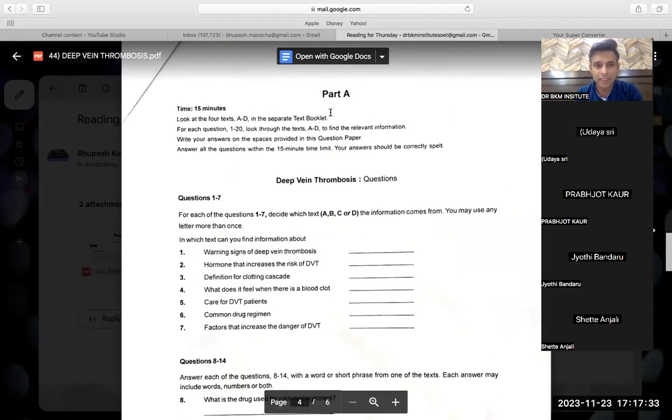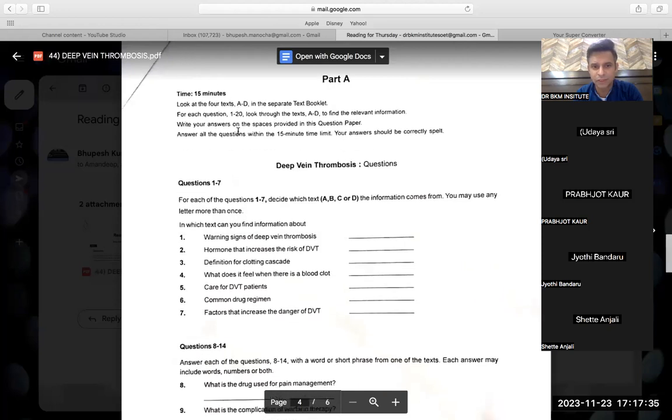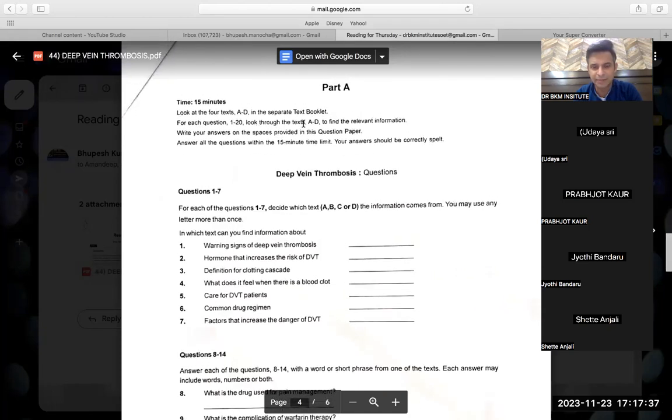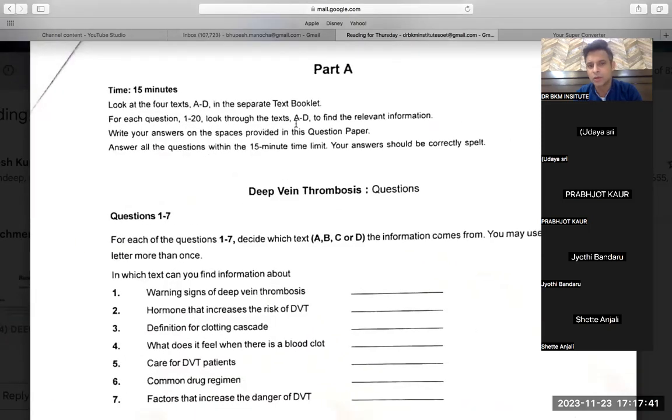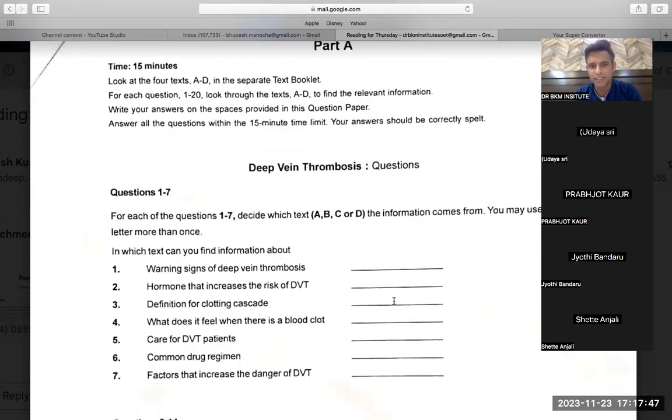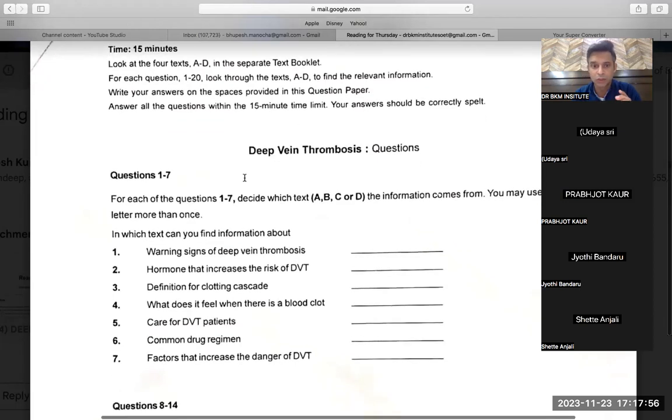So suppose in reading part A, look at the four texts A, B, C, and D in the separate text booklet. For each question 1 to 20, look through the texts A to D to find the relevant information. Write your answers in the spaces provided. Answer all the questions within 15 minutes. So you will get only 15 minutes to answer 20 questions. So what I will do, the topic is deep vein thrombosis. I will read the 7 questions. Warning signs of deep vein thrombosis.